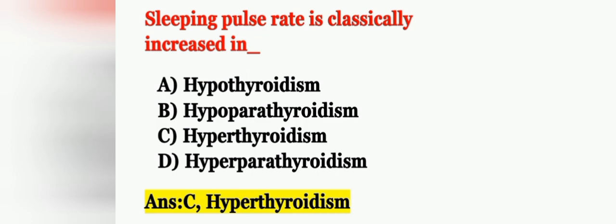The main clinical manifestations of hyperthyroidism include goiter, exophthalmos, heat intolerance, diaphoresis, overeating, palpitation, tachycardia, especially sleeping pulse is increased. Also weight loss, diarrhea, eyelid lag. Eyelid lag is also known as lagophthalmos. These are all the main clinical manifestations of hyperthyroidism.